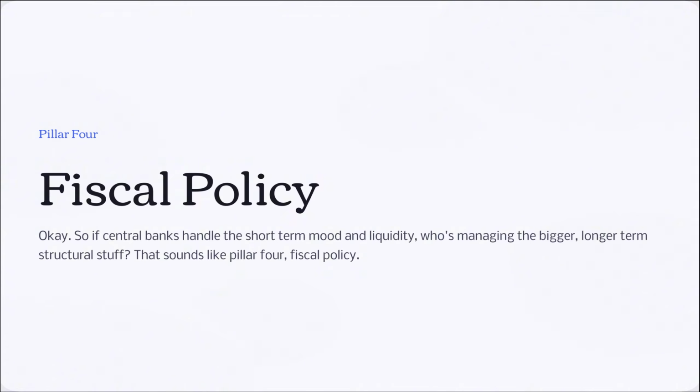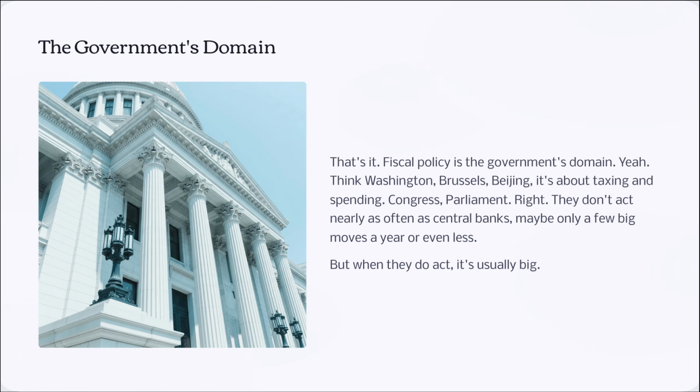Okay. So if central banks handle the short-term mood and liquidity, who's managing the bigger, longer-term structural stuff? That sounds like Pillar 4, fiscal policy. That's it. Fiscal policy is the government's domain. Think Washington, Brussels, Beijing. It's about taxing and spending. Congress, Parliament. Right. They don't act nearly as often as central banks, maybe only a few big moves a year or even less. But when they do act, it's usually big.